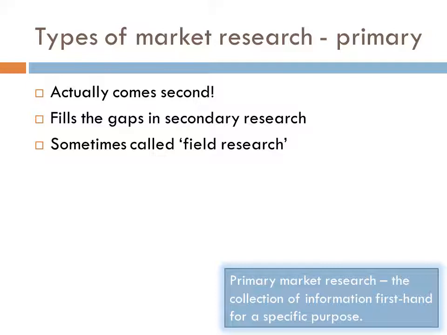There are several methods of conducting primary research. Each of them has its own positives and negatives, so we're going to look at each of those in turn. I've given a little reminder at the bottom here in the blue box: primary market research is the collection of information first-hand for a specific purpose. Not necessarily that you've done it yourself, but someone else has done it first-hand for a specific purpose that we are looking for.